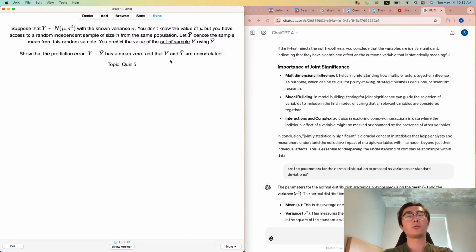Alright, so y and y bar, how do you show that they're uncorrelated though? This is a bit complicated, so we need to show that the correlation between these, or the covariance of y and y bar, is equal to 0.